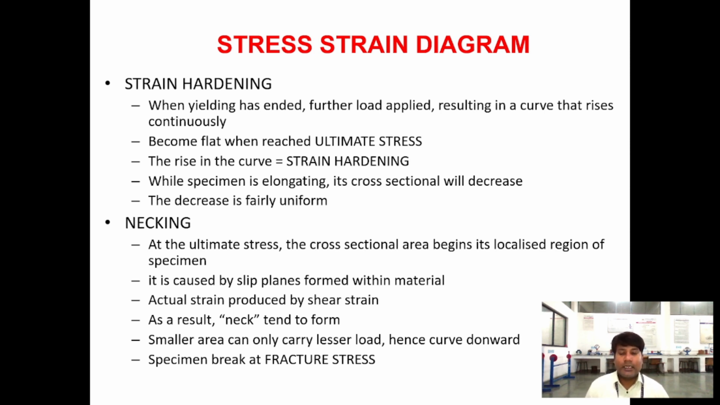At the ultimate stress, the cross-sectional area begins to decrease in a localized region of the specimen. It is caused by slip planes formed within the material. The actual strain is produced by shear strain, as a result of which the neck forms. A smaller area can carry only a lesser load, hence the curve goes downward.